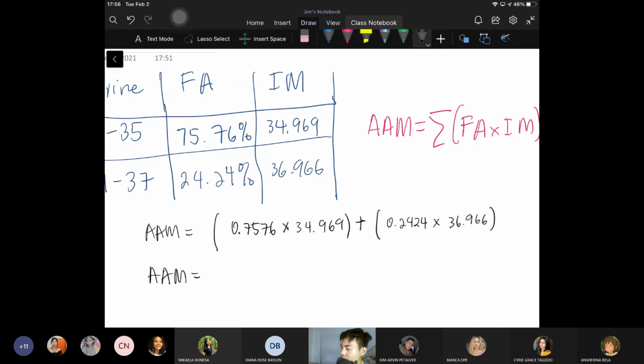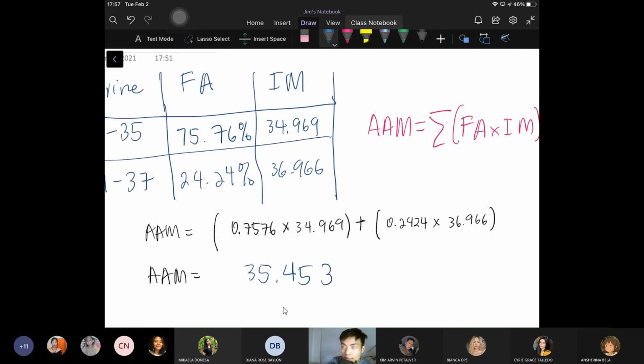.7576 times 34.969 plus 0.2424 times 36.966. Okay, and then the average atomic mass is 35.453. Okay, so yan yung average atomic mass ng chlorine.